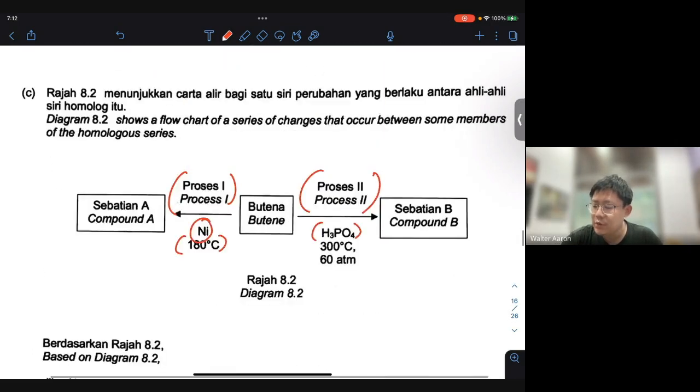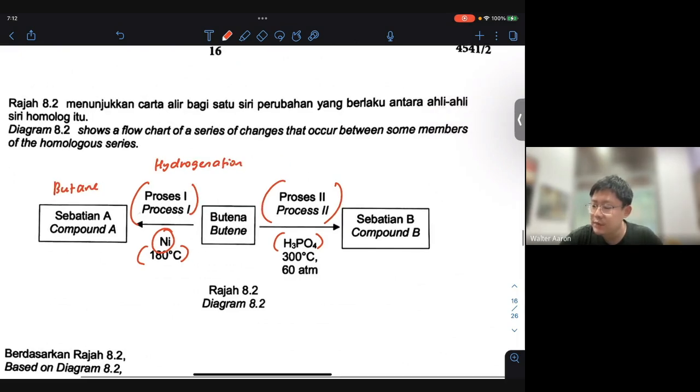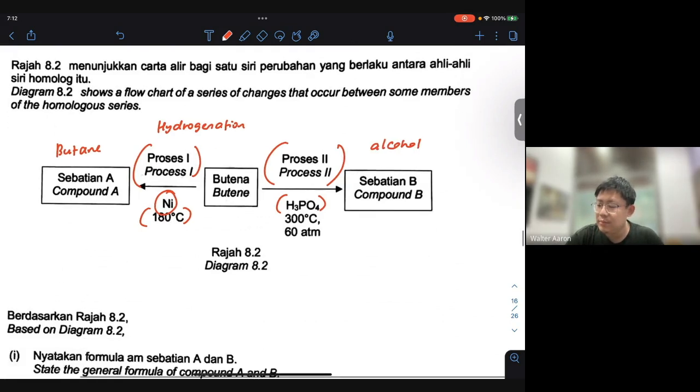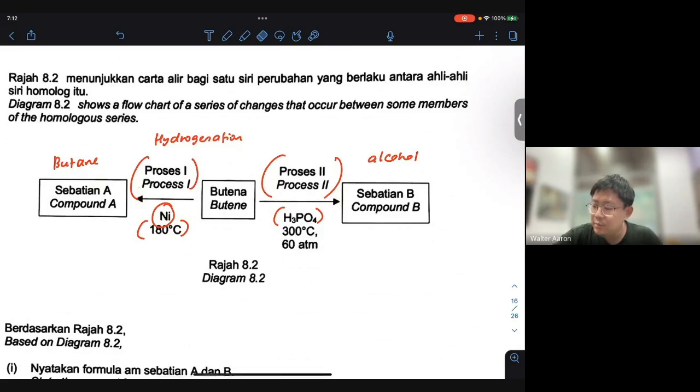So if you don't know what is going on over here, this is butene. So butene undergoing hydrogenation is process 1. Okay, why? Because you see a nickel there, you will automatically know that it is hydrogenation. And then what you're going to get over here will be butane. And then you can see there phosphoric acid, 300 degrees Celsius, 60 atm. That it will most likely be alcohol already. This is actually a hydration process. So therefore, that will be butanol.